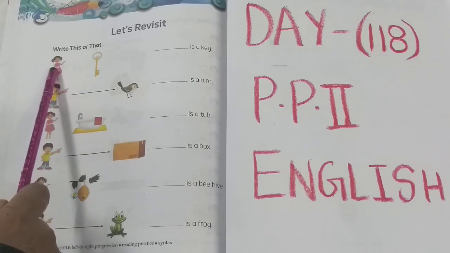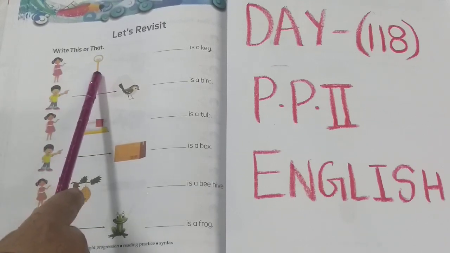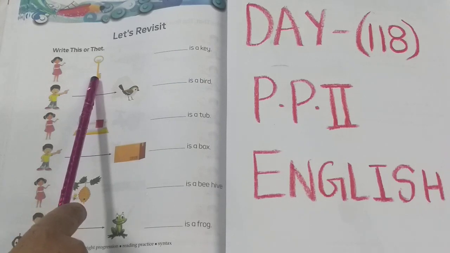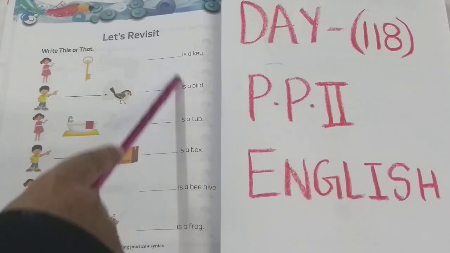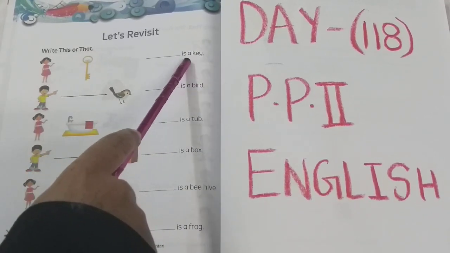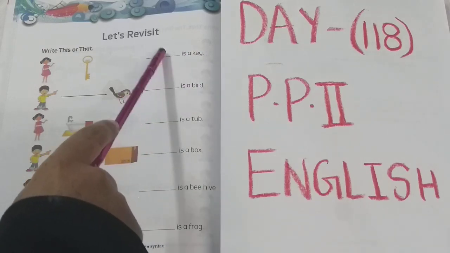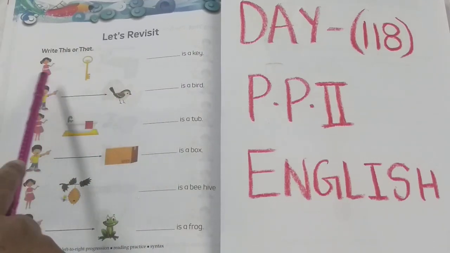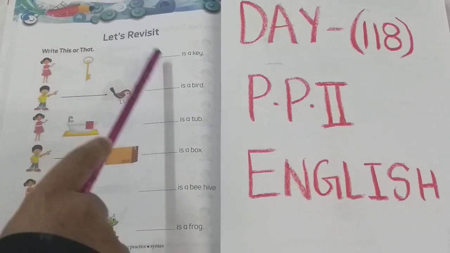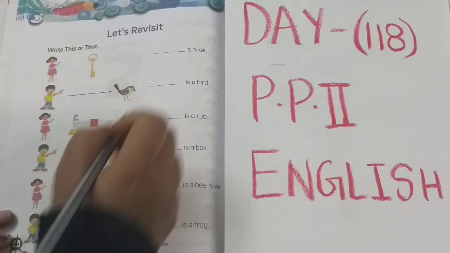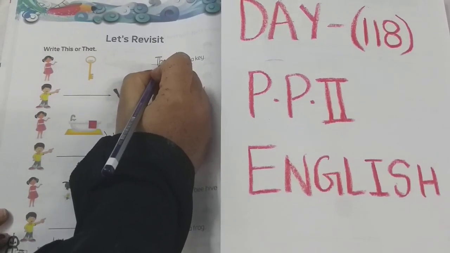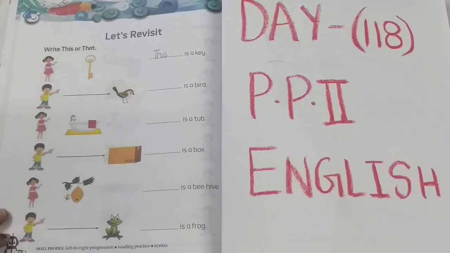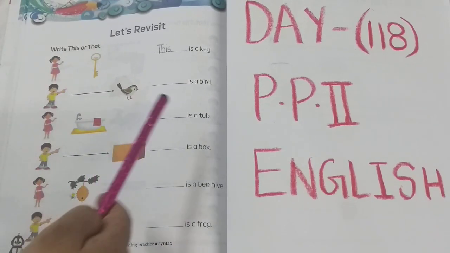So see this, children, what is this? What is she pointing at? This is a key. What is this? This is a key. Here you can see the sentences are written. Already "is a key" is written. So we have to write whether this or that will come. What is this? This is a key. So we have to write THIS in this blank and complete this sentence. This is a key.